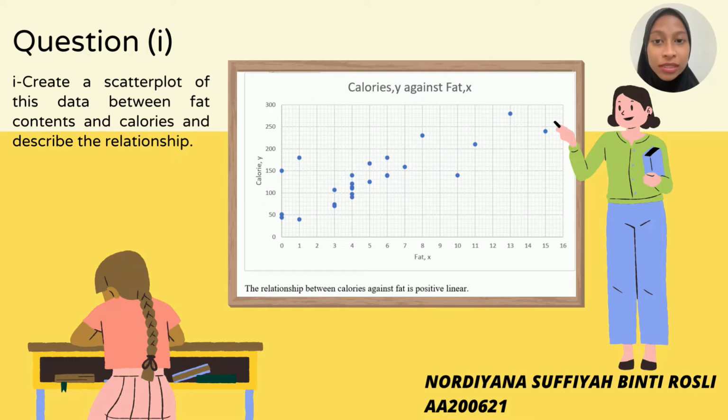The question is, create a scatter plot of this data between fat content and calories and describe the relationship. Firstly, as you can see in this diagram, we created a scatter plot by using the data that we already gathered, and the relationship between calories against fat is positive linear.